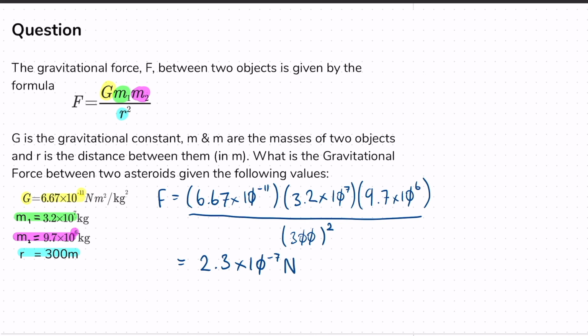If you're interested in how to multiply together when we're using scientific notation, we have a video on that, so please do go and check that out if you want to see how to do this by hand. Regardless, the answer to this question is 2.3 times 10 to the negative 7 newtons.